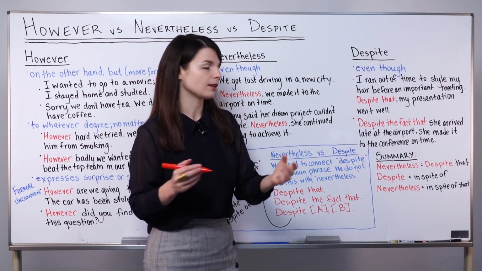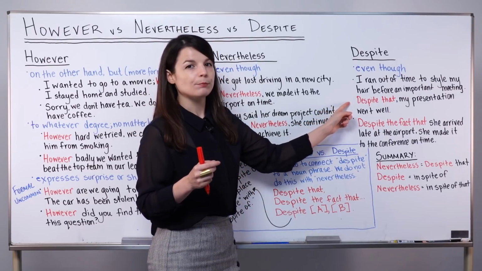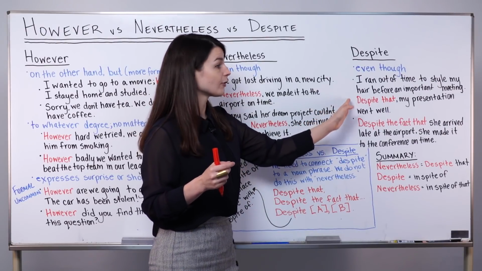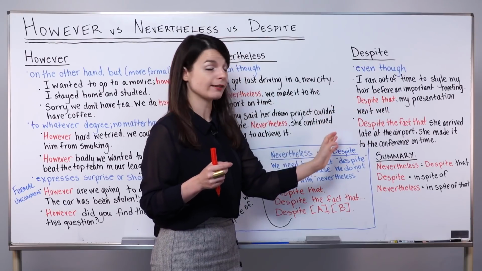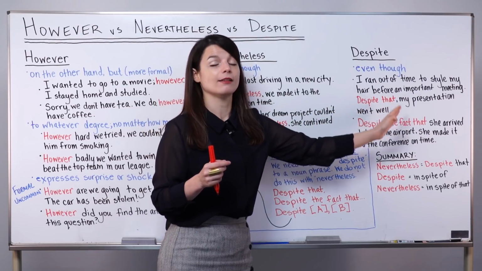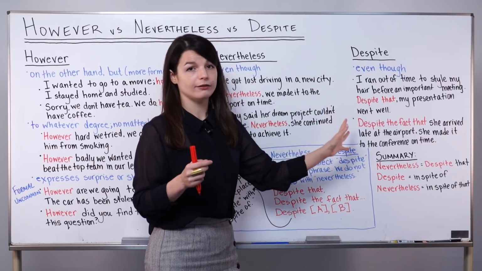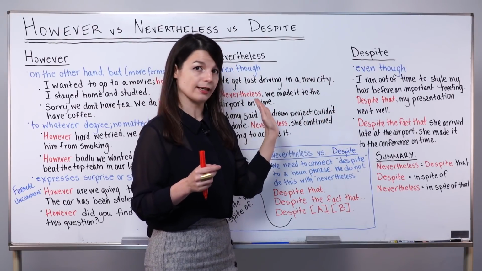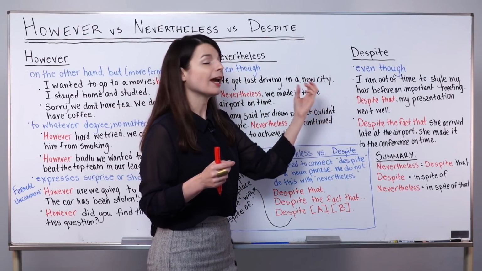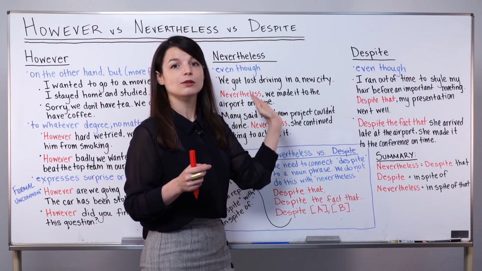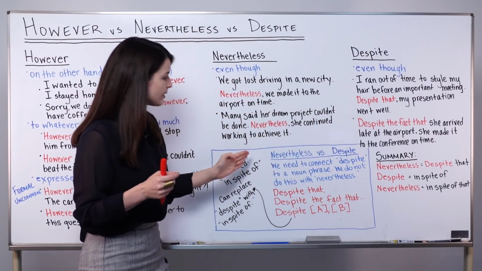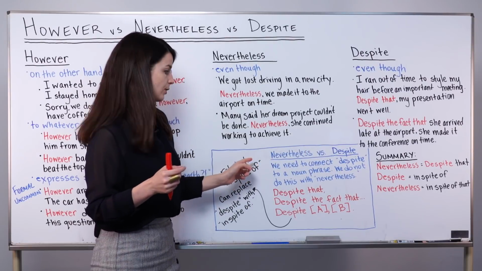So you might notice here, I'm not using despite alone. In my first example sentence, I'm using despite that. My second sentence, despite the fact that. This is a key difference between despite and nevertheless. When we use despite, we have to connect it to a noun phrase. When we use nevertheless, we do not. So this is the key difference between these two.